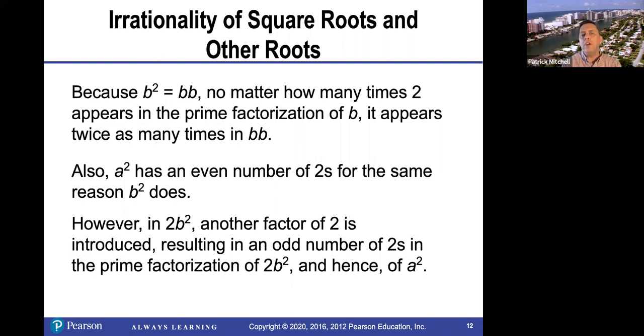So when you multiply b squared by 2, then in the prime factorization of 2b squared, 2 would have to be raised to the power 9, because you just threw in an extra factor of 2. So in the prime factorization of 2b squared, you would have an odd number of 2's. And that's going to be a problem, because we just said that the number of factors of 2 in a squared had to be even. But now in the prime factorization of 2b squared, the number of 2's has to be odd. So that is a contradiction.